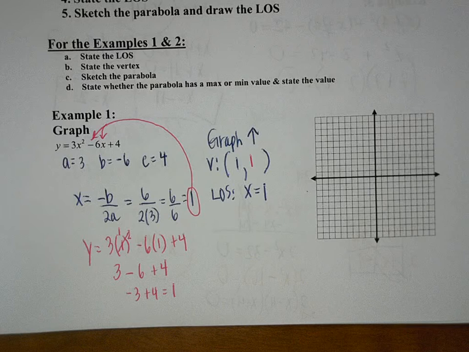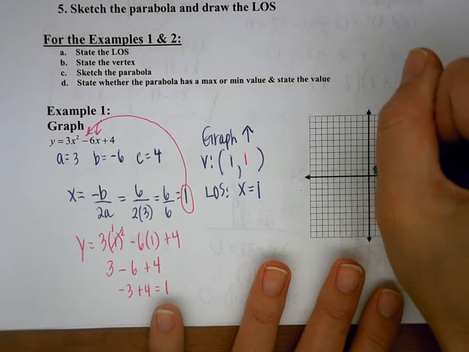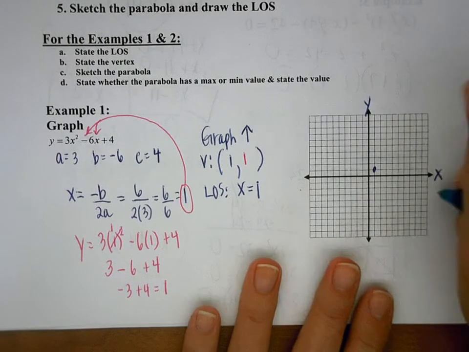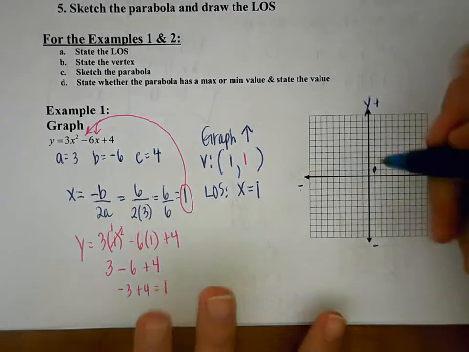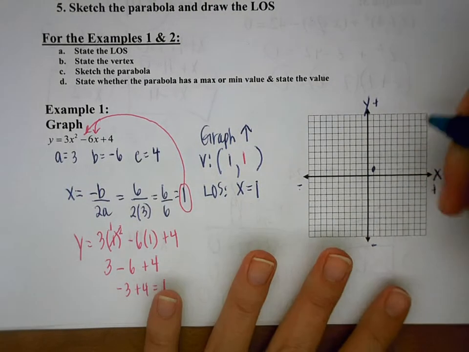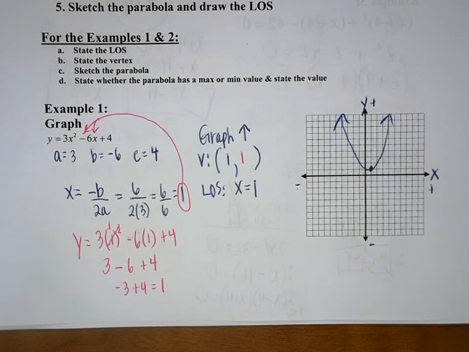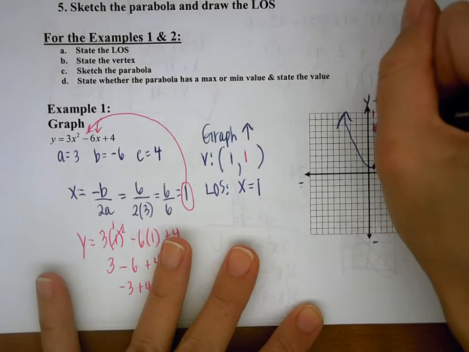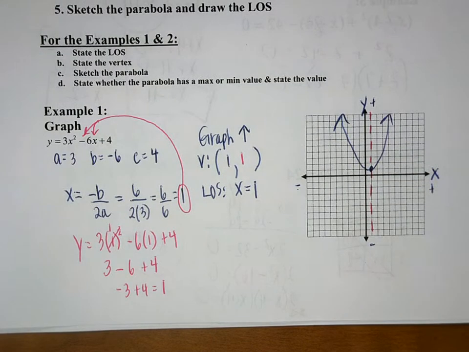Okay, so whenever you're graphing a parabola, the first thing you're going to graph is your vertex. So we're going to go right 1 and up 1. Remember, this is my x-axis, this is my y-axis. Going to the right is positive, left is negative, up is positive, down is negative. So positive 1, positive 1. And then we said our graph is going up, so we're going to make this curve up. And then your line of symmetry is always through your vertex at that x value. So we're going to do our dotted line there through x equals 1.